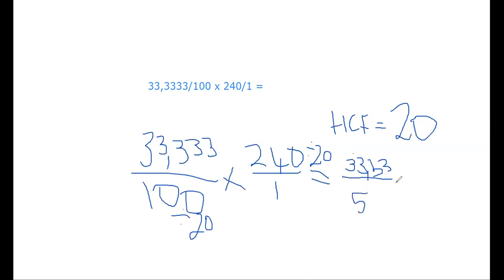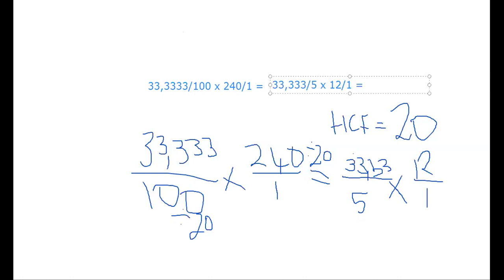Now, and then we'll say multiply, and then 240 divided by 20. How much is 240 divided by 20? Most definitely it is 12 over 1. So this is our new fraction in this case. Now, let's finish up what we were still doing right here. So our new fraction is 33,333, divide by 5, multiply by 12 over 1, right, equals to.